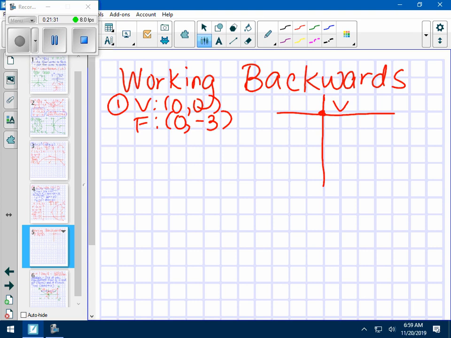So here's my vertex, and go down 3 to get to my focus. I can see a lot of things here that would help me get my equation. One of those things being, I can clearly see that this parabola, in order to eat the focus, is going to have to open down. So that to me is saying, all right, we need an x-squared equation. The other thing I can see is that the distance from the vertex to the focus is 3, so that's my p-value. Remember, if it's opening down, p is definitely negative.